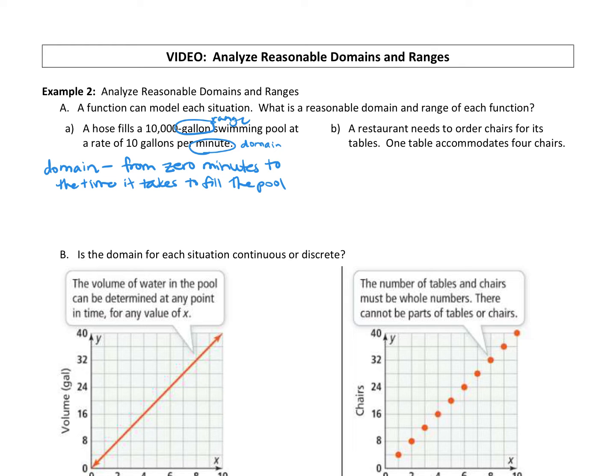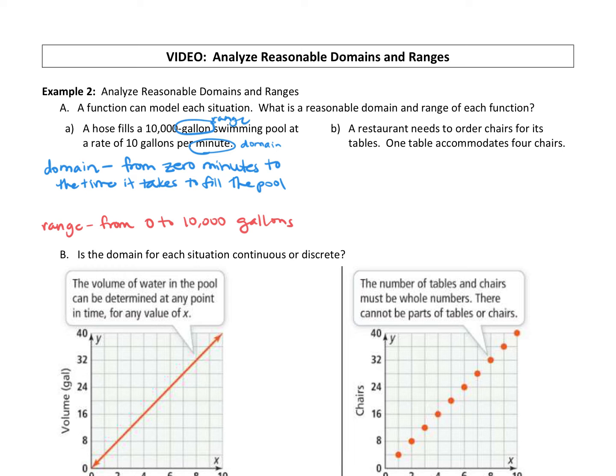A reasonable range. Now the range, we're talking about how many gallons in the pool we can have. So you can't have negative, we don't measure gallons in negative numbers, so we're not going to include our negative numbers. You can fill 0 gallons all the way up to, this one has a cap, it goes up to 10,000. So our range is going to be from 0 to 10,000 gallons, which is the capacity of the pool.